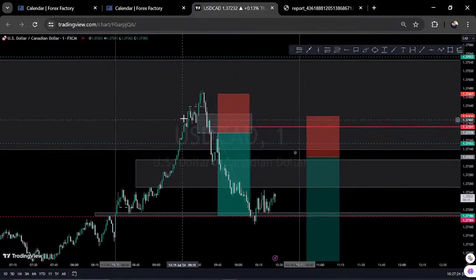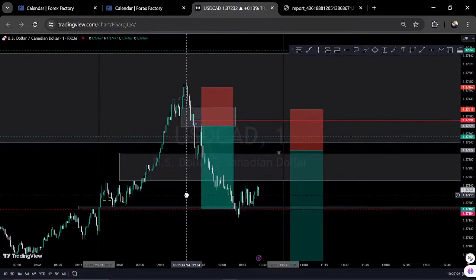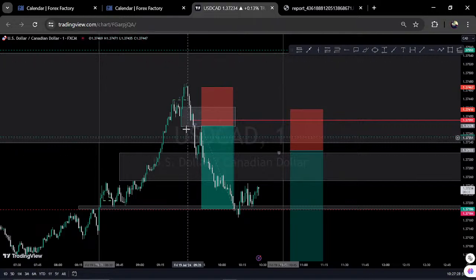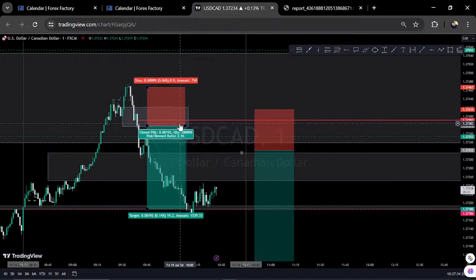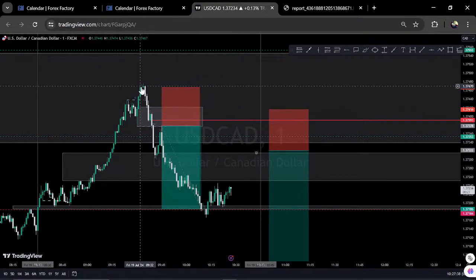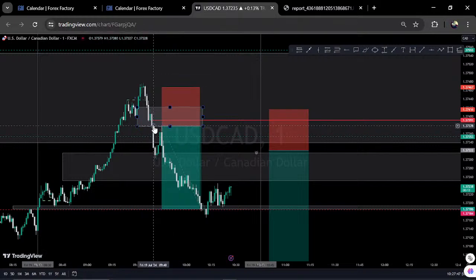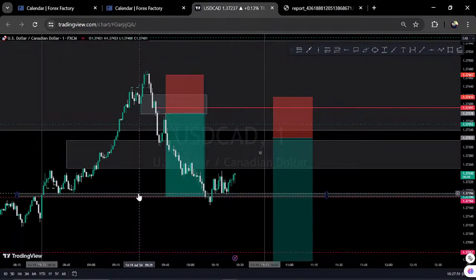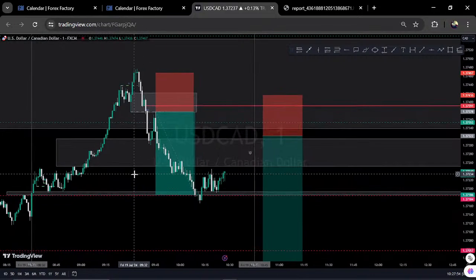As you can see, we had a quick and sharp reaction, rejecting from this breaker block around here. This is a short sweep of liquidity with this change of market structure, or market structure shift. You can see how the market retested this zone and sold off to this fair value gap here at a 50-minute time frame.